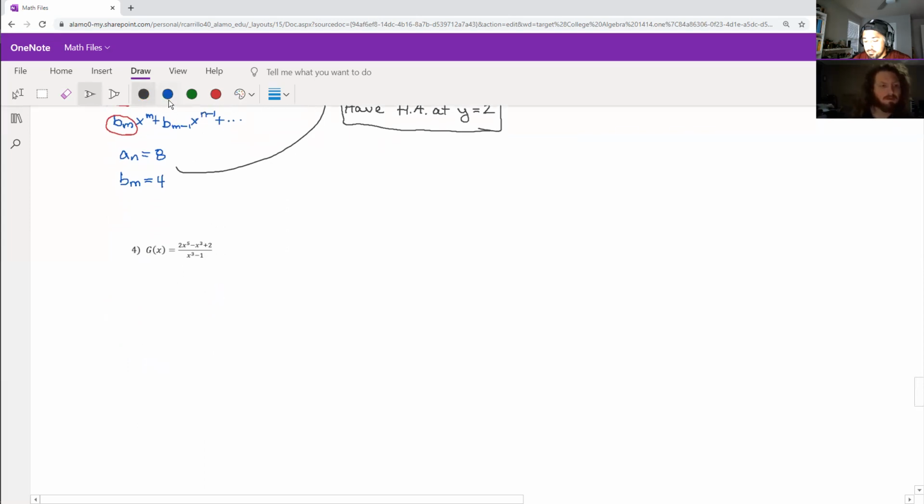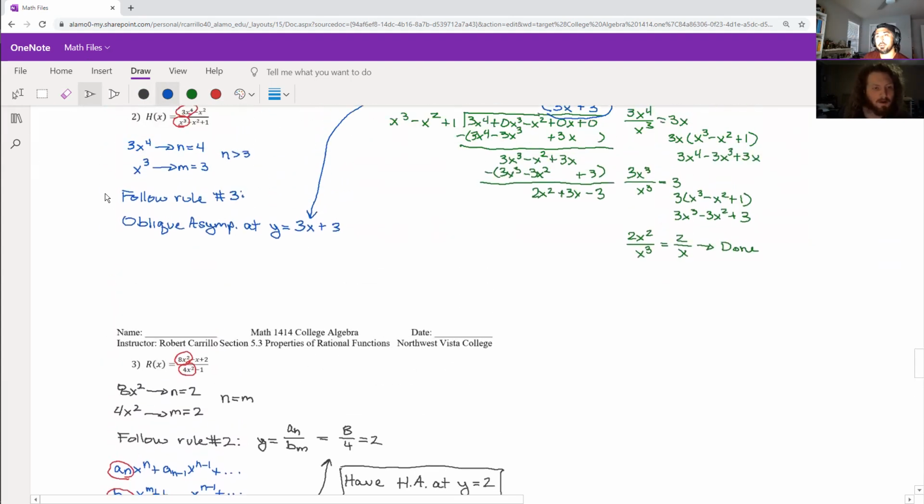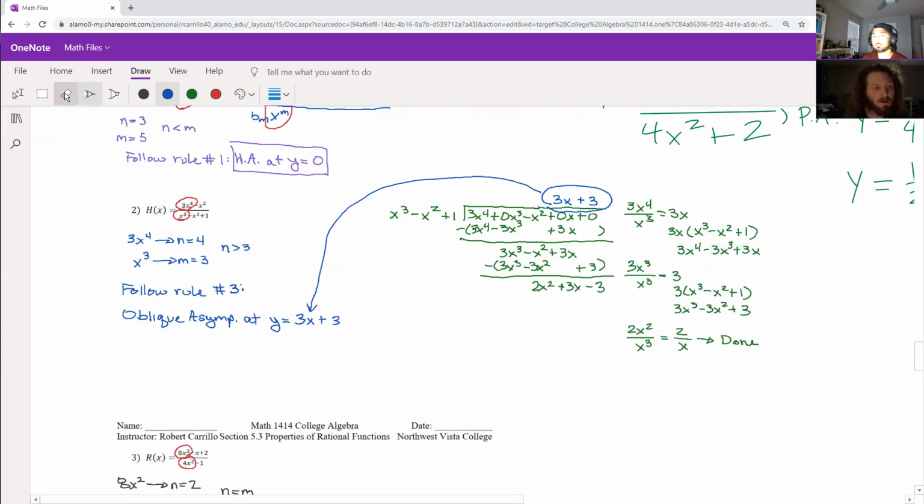And the last one, I'll always want to check, make sure you're looking at the right parts. We've got that 2x to the 5th gives us n equals 5, and x cubed gives us m equals 3. Something I should go back up and note on this one: on the n greater than m case, we have that n is equal to m plus 1, and that's how we know it's rule number 2.